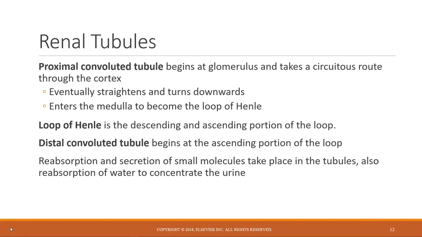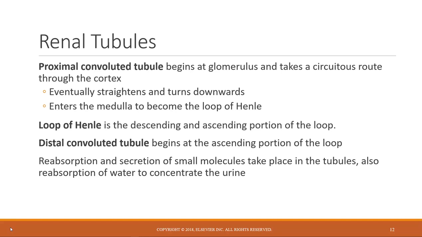The proximal convoluted tubule begins at the glomerulus and takes a circuitous route through the cortex. Eventually, it straightens and turns downwards, and it enters the medulla to become the loop of Henle. The loop of Henle is the descending and ascending portion of the loop. So the proximal convoluted tubule goes down, and right before it reaches the bottom, it becomes the loop of Henle. The loop of Henle goes down, comes across, and starts going back up. Where it starts going back up, that is the start of the distal convoluted tubule, which is the ascending portion of the loop.